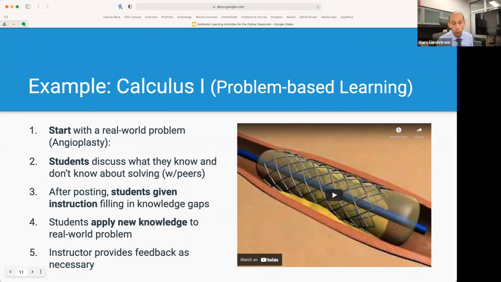After they post what they know and what they don't know about it, they're given additional instruction to fill in whatever knowledge gaps they may have. That additional instruction included videos, some short narration from the instructor, and some additional practice problems. That was the additional information that they were given to fill in those knowledge gaps.